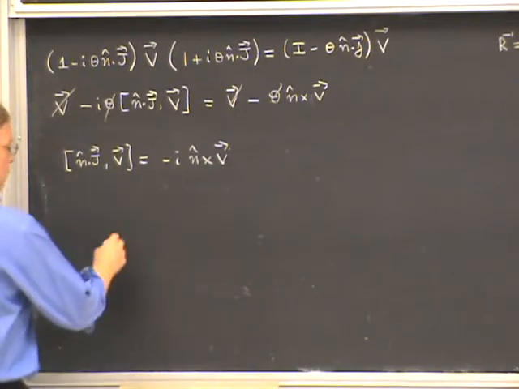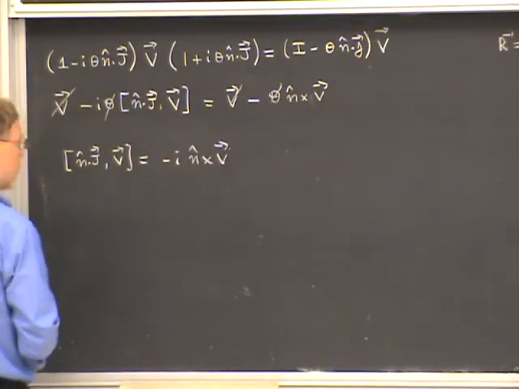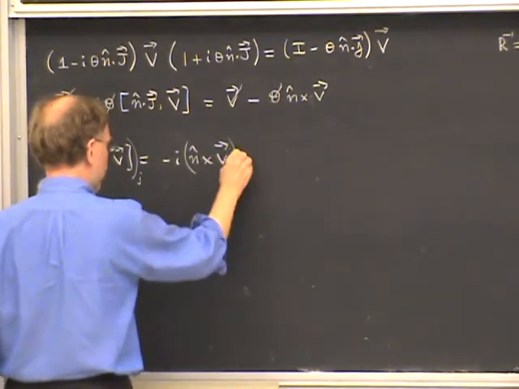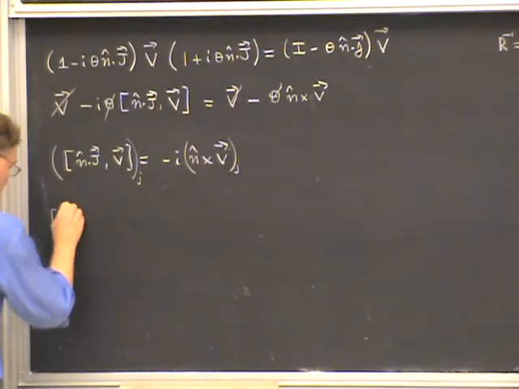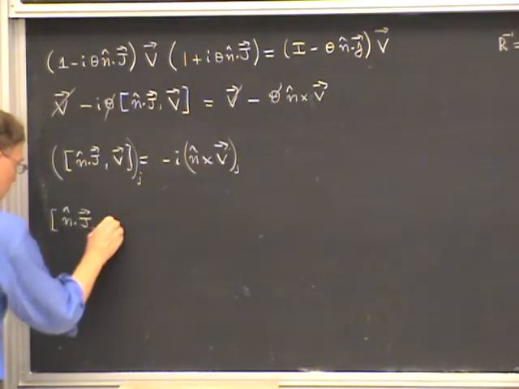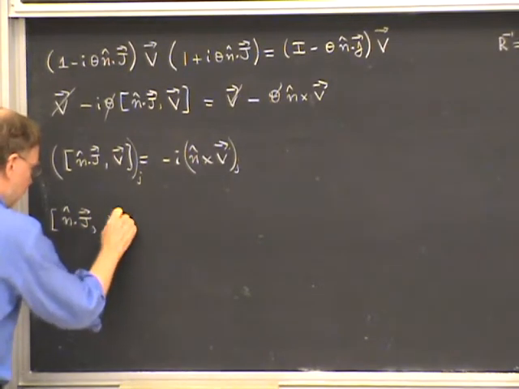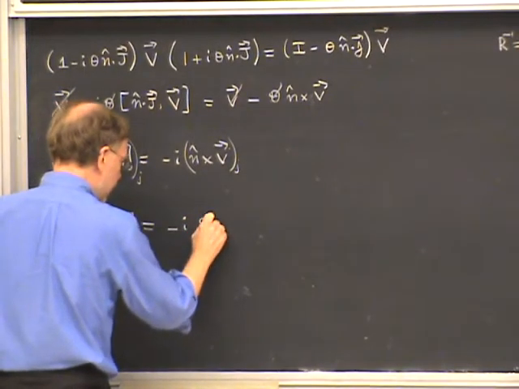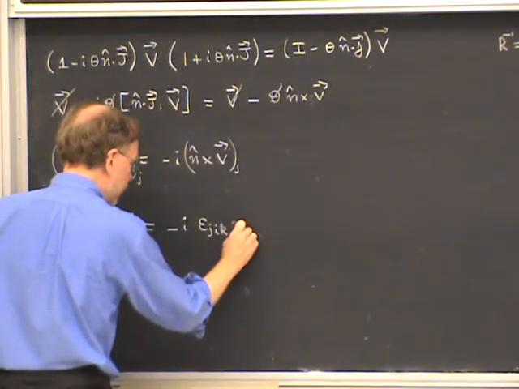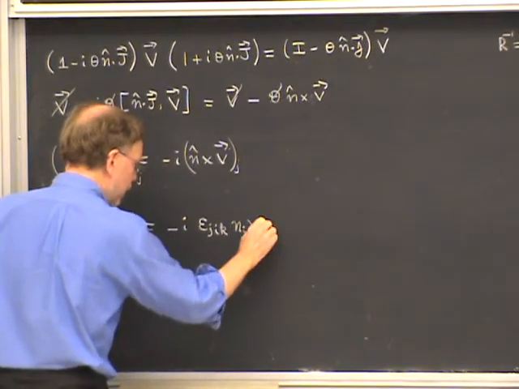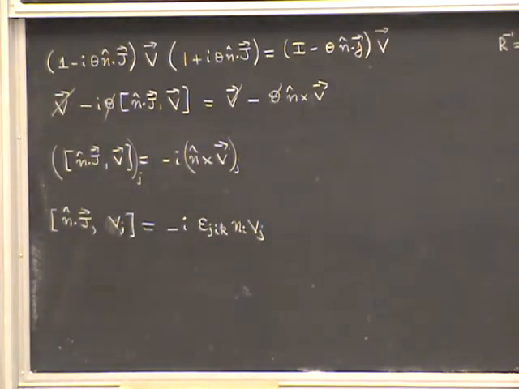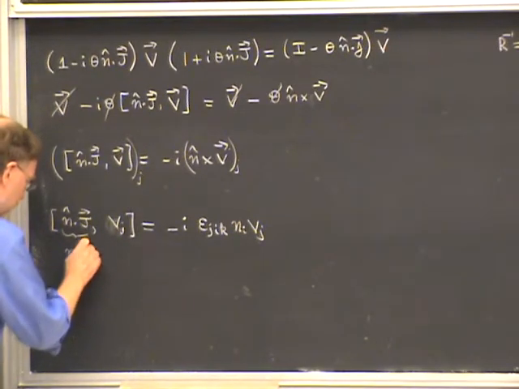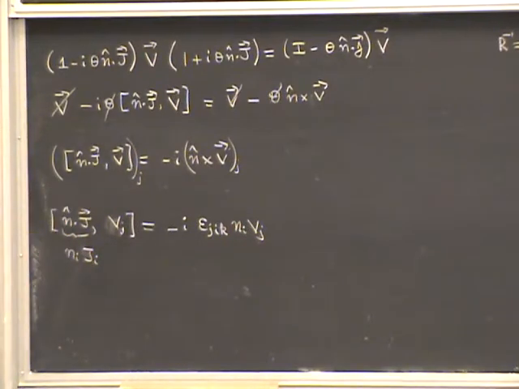Now, allow me to transform this into a somewhat more useful form. Let's take the jth component of both sides, like this. So on the left-hand side, it becomes n hat dotted into J, and then V sub j, with the j component. And on the right-hand side, it's minus i, and then it's epsilon, let's call it epsilon jik times n_i times V_k. And the n hat dot J can also be written as n_i times J_i. I'm using summation convention here.